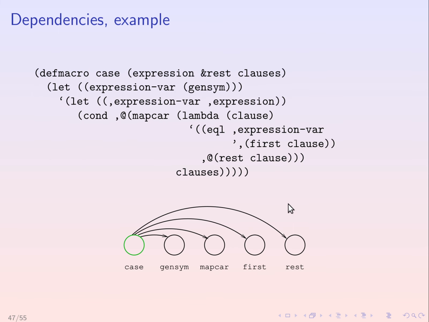For the case when the execution of a macro depends on, or might invoke some other functions, I chose a simplified version of the case macro. As you can see here, when the macro function here is invoked, we need to call gensym, we're going to call mapcar, we're going to call first, and we're going to call rest. So we get this kind of dependency.